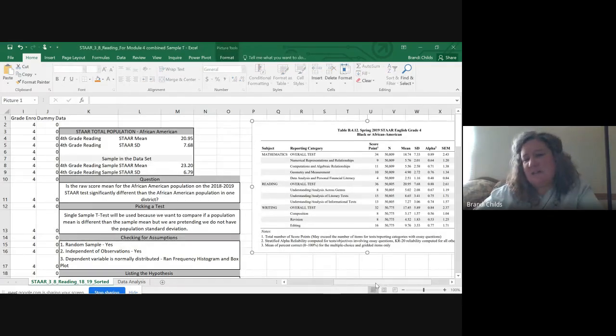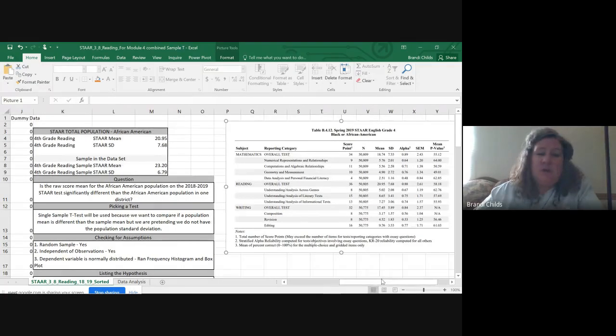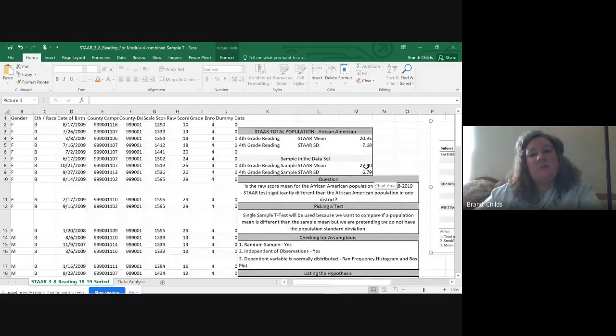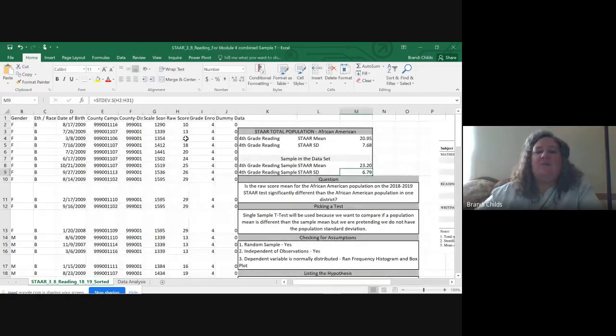And once again, you find that on TEA, and that is the main p-value charts. And then of course you're looking for exactly what you're looking for. So I was looking for African American, and then reading, and then right here is the mean and the standard deviation. So once you find that, it is time to find the actual mean and deviation of your data. Mean is the average, so simply you can do equals the average, and then I just highlight all of the raw scores, and my average was 23.2.